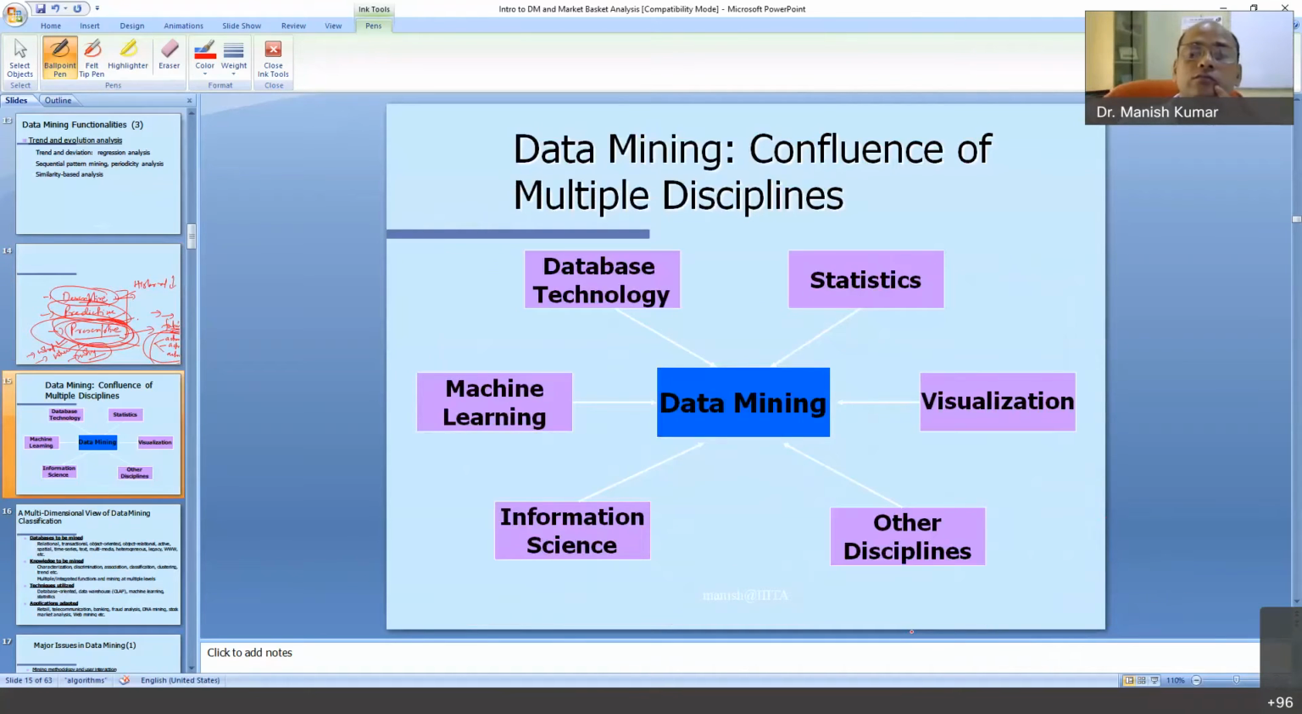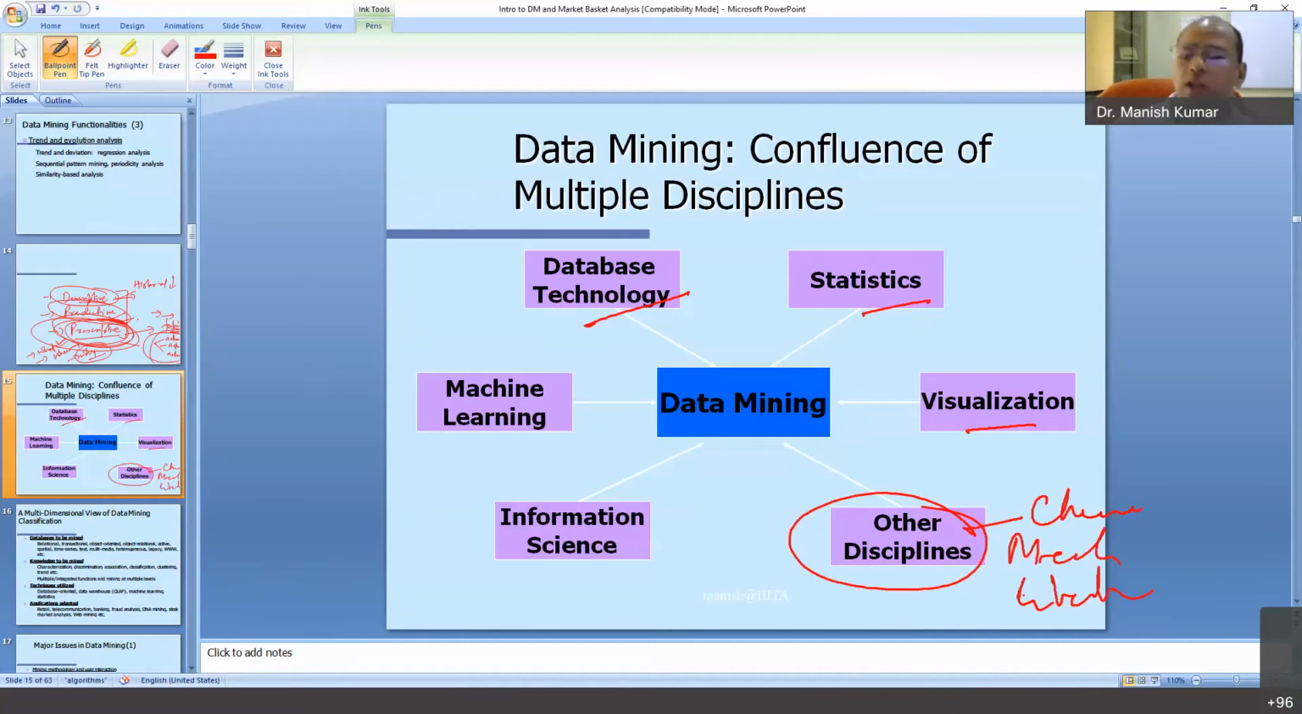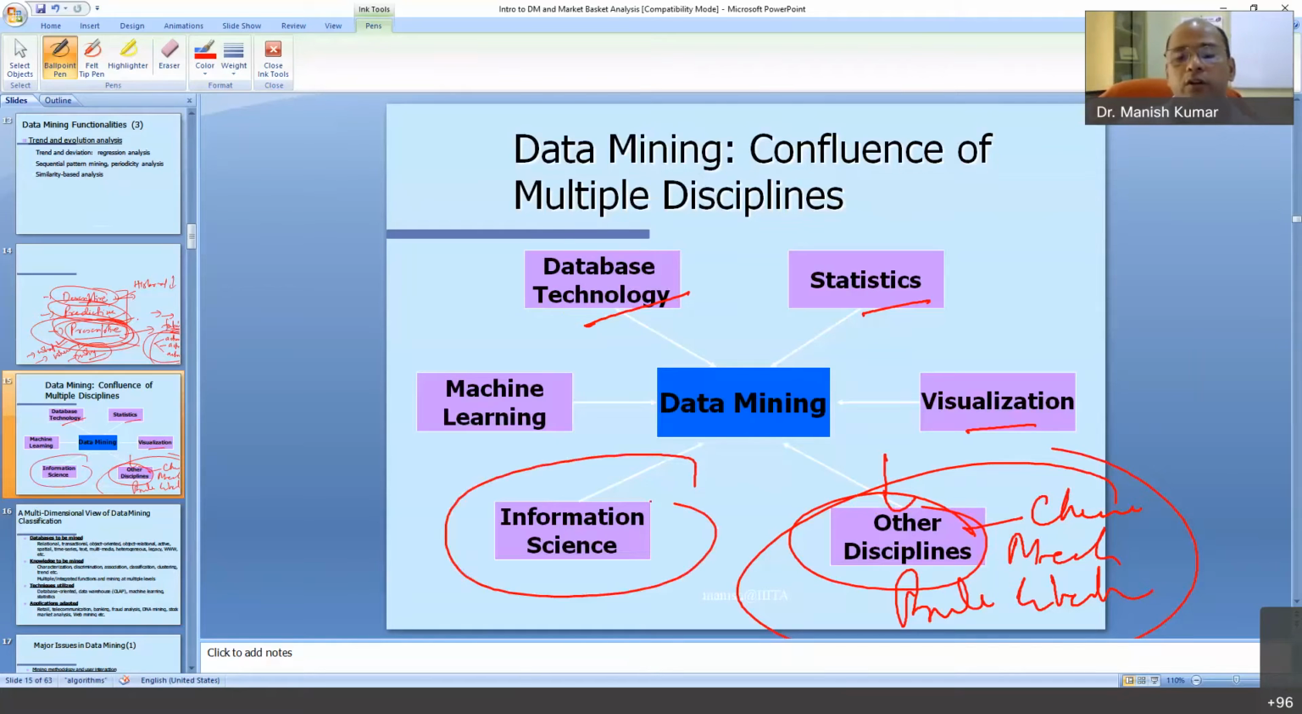Moving forward, data analysis or data mining is a confluence of multiple disciplines, whether it is database, statistics, or visualization. Tell me any discipline which is not part of data mining. Nowadays, people from chemical engineering, mechanical, electronics, production, you name any field, are working on data analysis. If you go through the papers, you'll find many applications of machine learning in these areas as well. Obviously, information science is a significant part of this, along with machine learning. So it is a confluence of all disciplines.